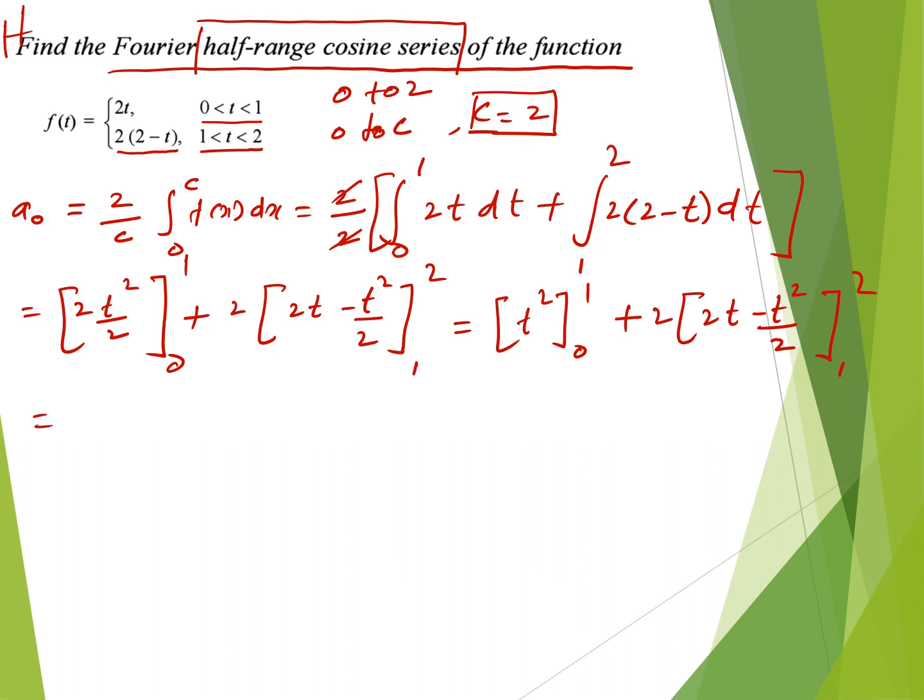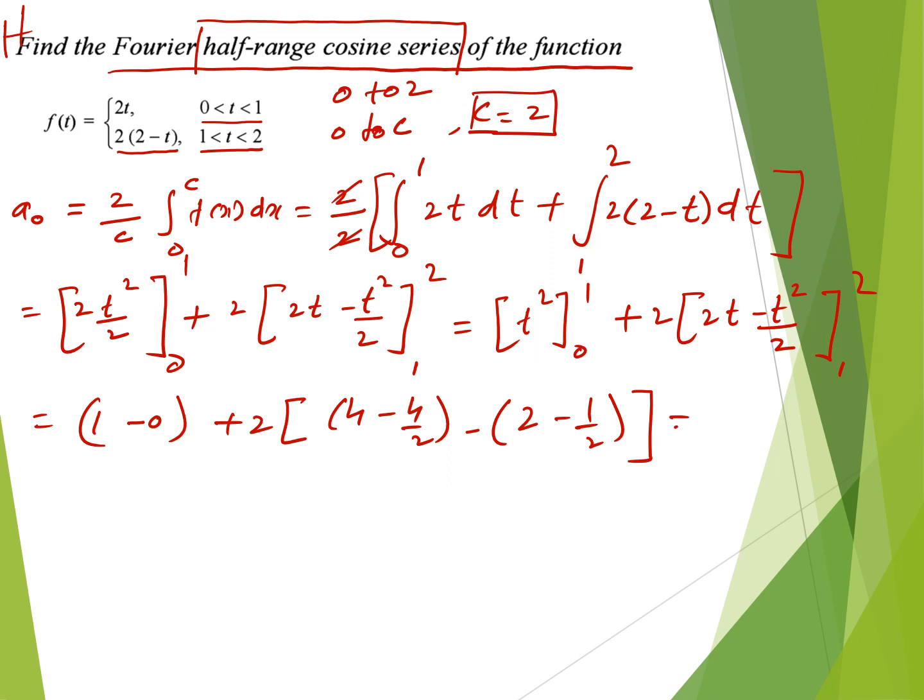So finally when we substitute the values, we get 1 minus 0 plus 2 into 4 minus 4 by 2 for the upper limit, 2 minus lower limit, that will be 2 minus 1 by 2. After calculating it, we get 1 plus 1, that is 2. So a naught is 2 over here.